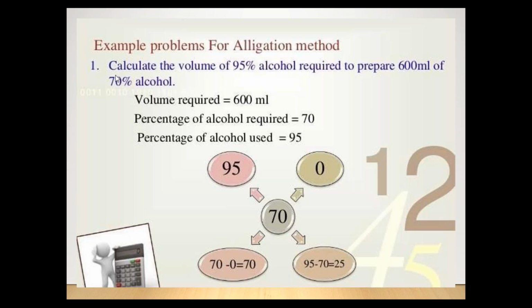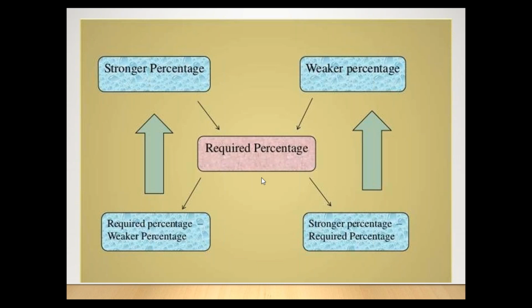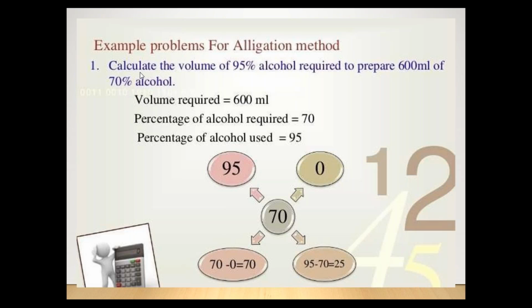So now I want to calculate the volume of 95% alcohol required to prepare 600 ml of 70% alcohol. So in the previous one, see this, what is in the middle, the required percentage. Okay, so calculate the volume of 95% alcohol required to prepare 70% alcohol. So you have with you 95% alcohol in hand, remember, and from that you have to prepare the strength, that is 70% alcohol, and the volume is 600 ml.